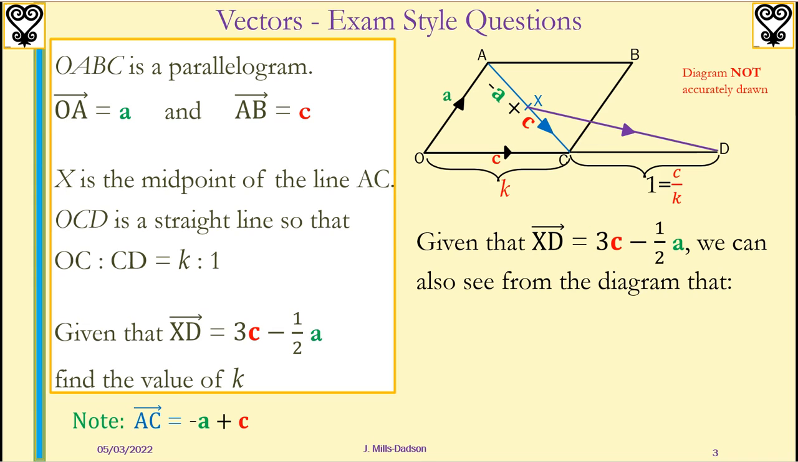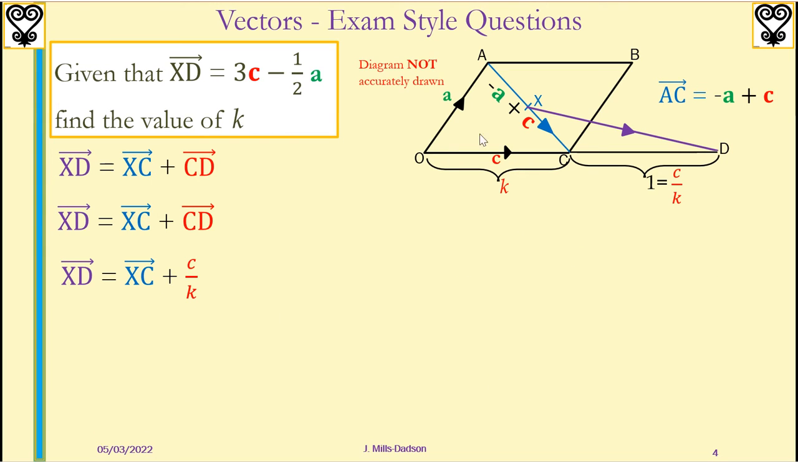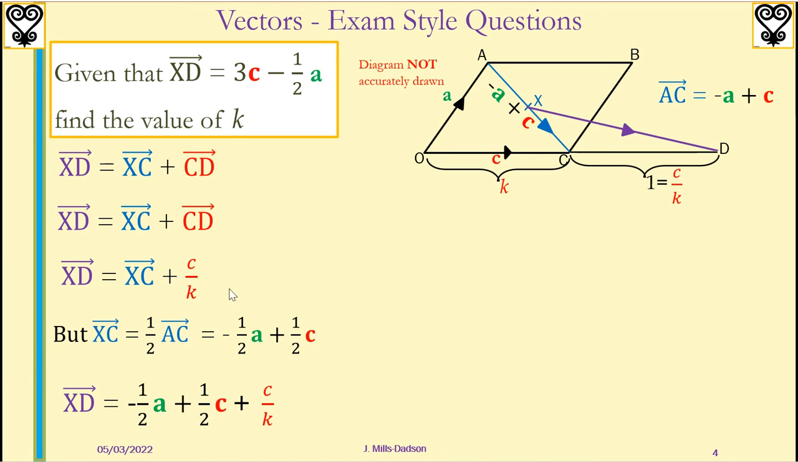XD is XC plus CD. We know CD according to this as C over K. All we need to work out is vector XC. XC is also half of vector AC. So AC is given to us as negative A plus C. Half of this will give us negative half A plus half C. So I'm now replacing XC with all that, then plus C over K.